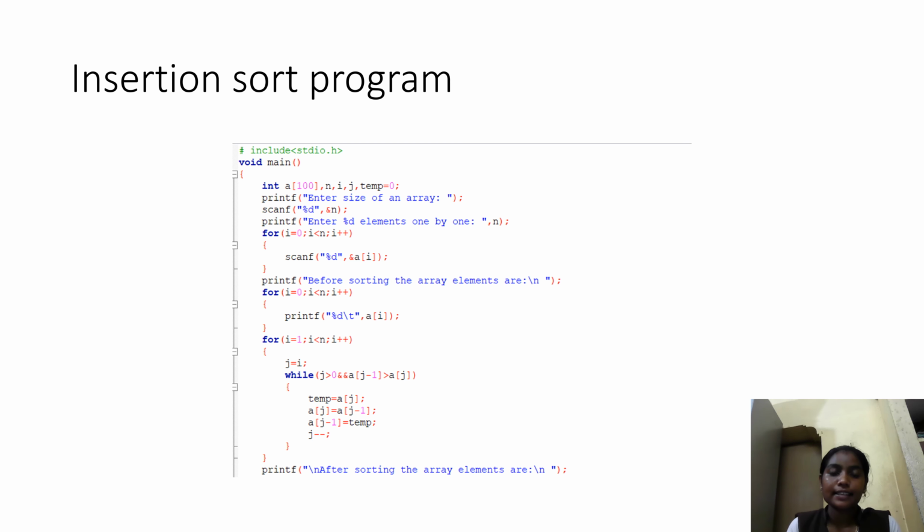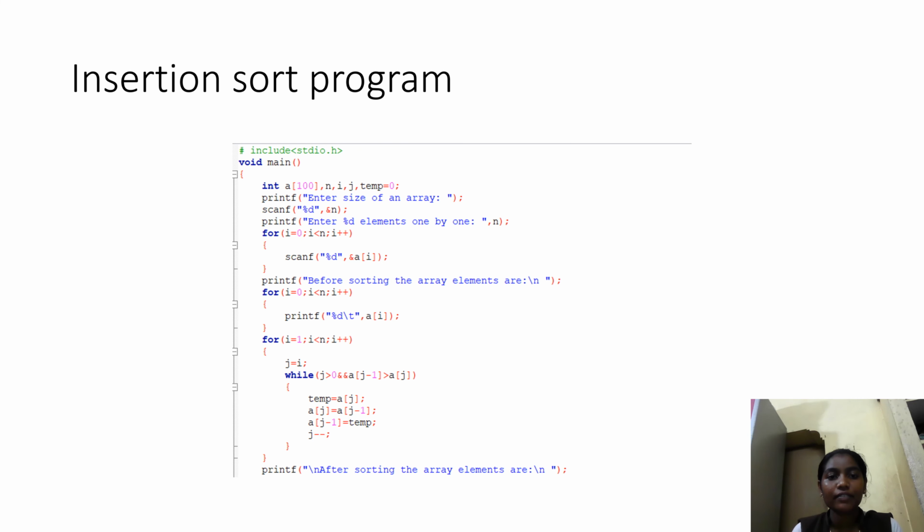Now let us see an example program of insertion sort. I take the header file as include stdio.h. Now the main function. From the main function, the program will be executed. I take the data type int, array a of size 100, and size referred to as n, i, j, temp as iterative variables, temp assigned with 0. printf enter the size of array.